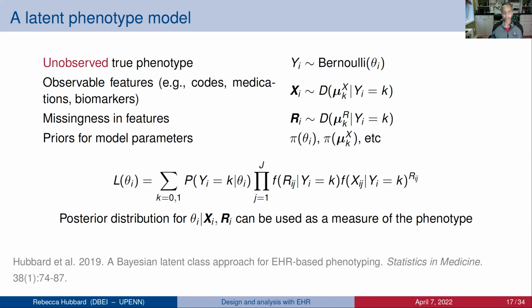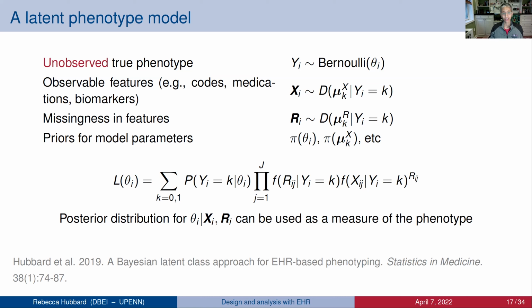So we're going to take the priors that represent what we know about these features based on the medical knowledge base. Our likelihood takes the form of a mixture likelihood where we're mixing over the two unobserved phenotype classes. And that's going to allow us to estimate the posterior distribution for theta i. So the posterior for the probability that each patient has the phenotype of interest.